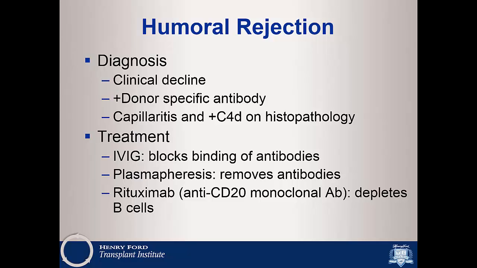So do they have graft dysfunction? Do they have a donor-specific antibody in their bloodstream? And then on biopsy, do we find some finding of graft dysfunction? This is unlike T-cell mediated rejection where we have to see it on the biopsy. The findings of humoral rejection are somewhat subtle. They're not always agreed upon.